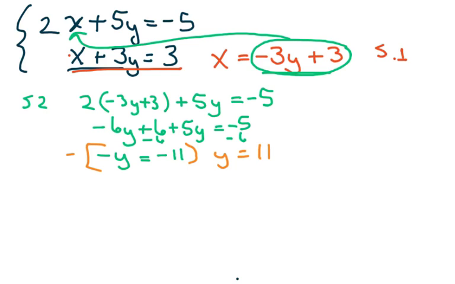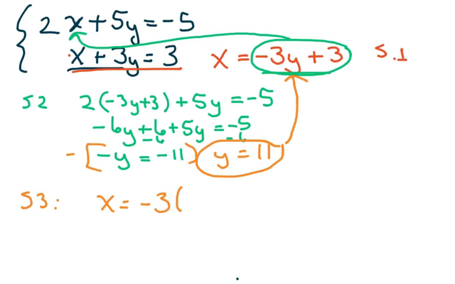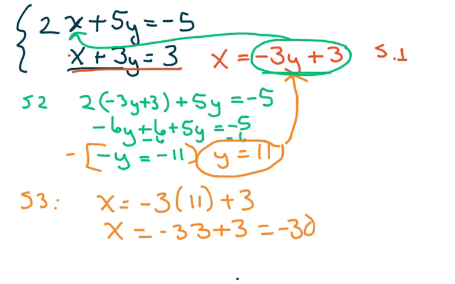Step 3 is we're going to plug this y into my revised equation here. So basically I'm going to say x equals negative 3 times 11 plus 3, and that gives me my x. So x equals negative 33 plus 3, which equals negative 30. So my solution is x is negative 30 and my y is 11.